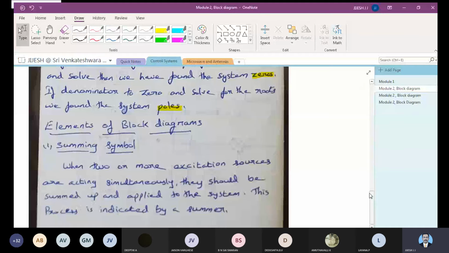Just complete this. When two or more excitation sources are acting simultaneously, they should be summed up and applied to the system. This process is indicated by a summer. I'll show you how the summer looks in the next sheet. You can just write down that if you have a plus sign, you will add those things, and if you have a minus sign, you will subtract. It's quite simple. You are going to take two blocks, whether to sum or to subtract.